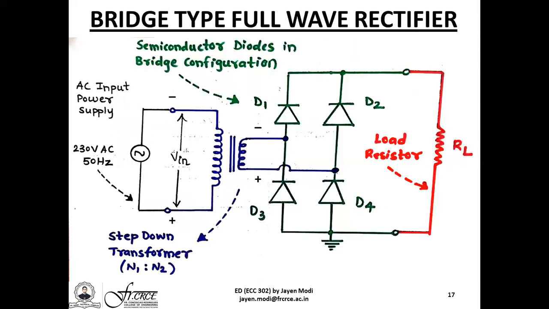For the operation in the negative half cycle of the AC input power supply, that is from pi to 2 pi, we have the primary winding, the topmost half becoming negative as compared to the bottom half. So the topmost part has a negative potential, but the bottommost part has a positive potential. For this particular secondary winding over here, we have the topmost terminal now becoming negative, the bottommost terminal now becomes positive.